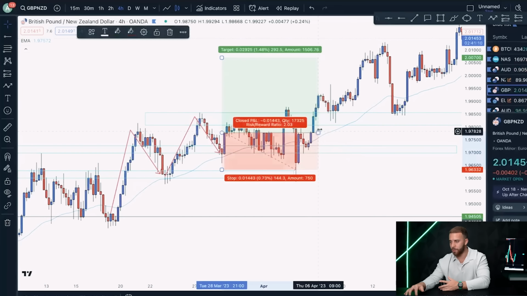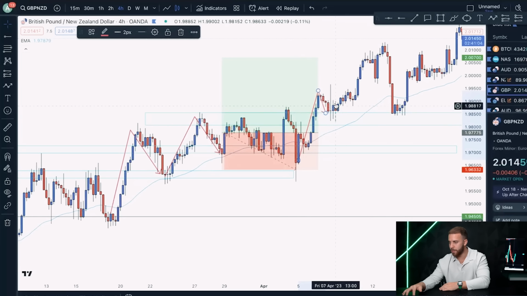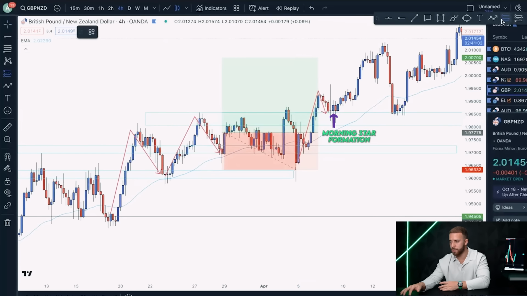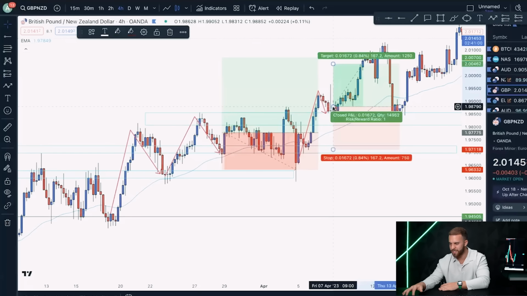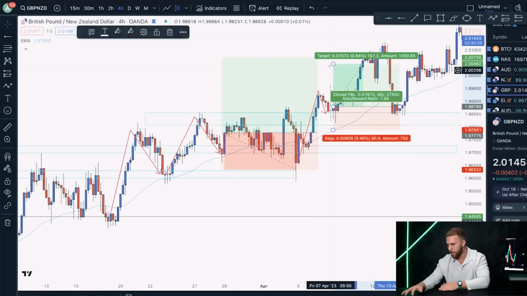So then the next break and retest would happen at this point right here. Price then breaks, retest. On this break and retest right here, you have that morning star formation, bullish engulfing candlestick. It's literally the same thing every single time. Your stop loss is right under it. You have a minimum of a 1 to 2 risk to reward, and then this trade hit.